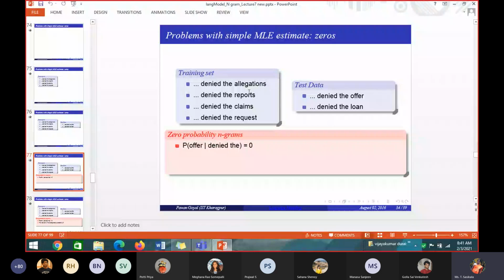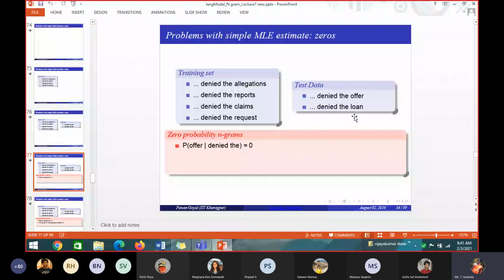Please make a note in your notebook. I have a training set having these four sentences and I have a test set. I want everyone to make a note, as you will be getting problems related to this. The test data has two trigrams: denied the offer, denied the loan.